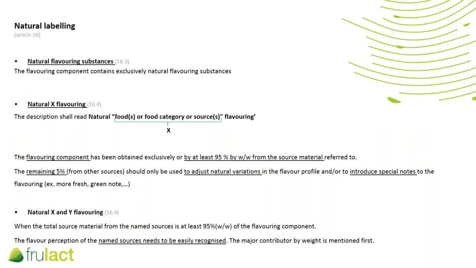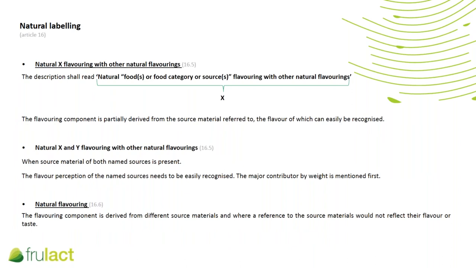For instance, if we have a natural strawberry flavoring, at least 95% of the source material is strawberry, and the profile is strawberry. In this category, we can also have natural X and Y flavoring. In this case, the total source material from the named source is at least 95% of the flavoring component, and the named sources need to be easily recognized. I will give you some examples ahead. Another possibility is natural X flavorings with other natural flavorings.